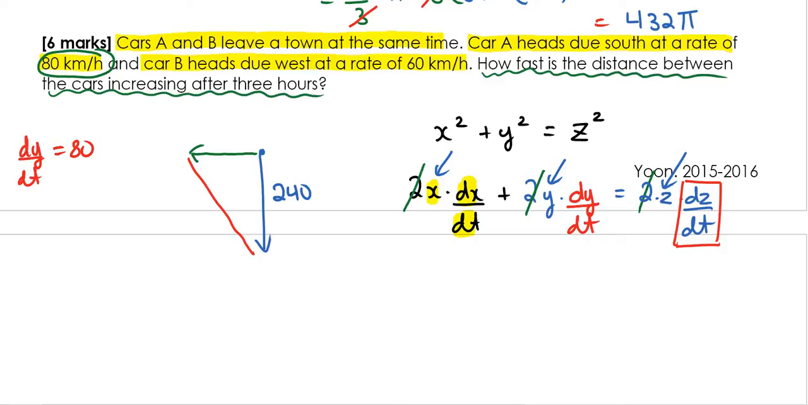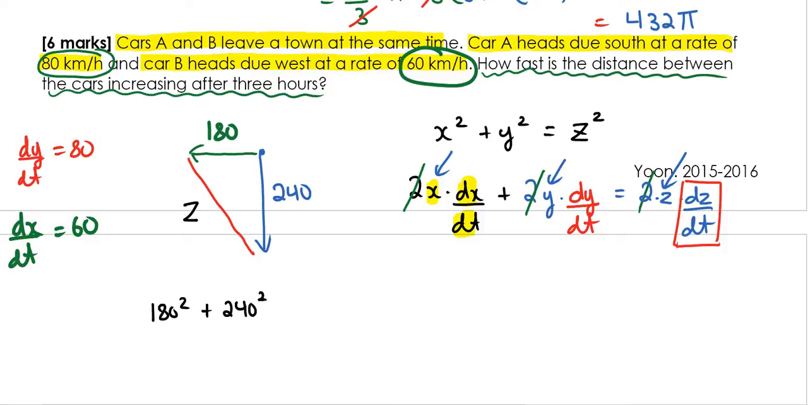And if car B is going at 60 kilometers an hour, that's going to be dx by dt. If I'm going 60 kilometers an hour, after 3 hours, that's going to be a total distance of 180 kilometers. Now, if I use the Pythagorean theorem here to find the total distance z, that's going to be 180 squared plus 240 squared equals z squared, and that means that my z value is going to be 300, and you can verify that using your calculator.